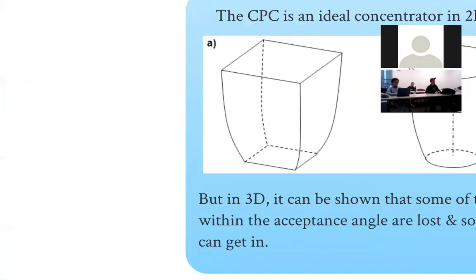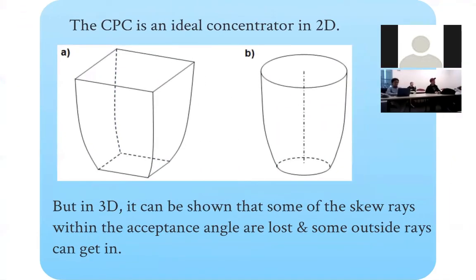Okay, two very important conclusions. Now, the CPC, as I said before, is an ideal concentrator in 2 dimensions, but you can also imagine using it in 3 dimensions. There are many different ways to use it, and 2 examples are shown here. One is that you can simply take a parabola and rotate it about a central axis, and this is referred to as a paraboloid, a 3-dimensional surface.